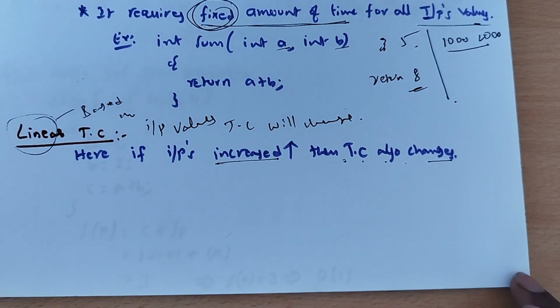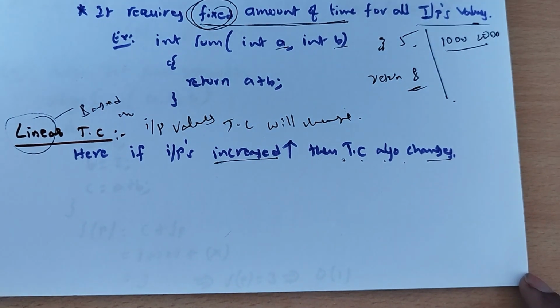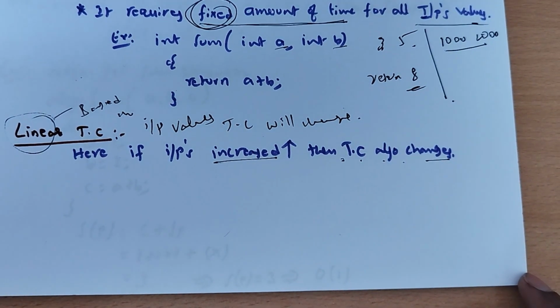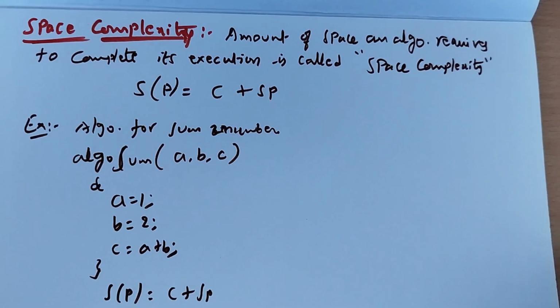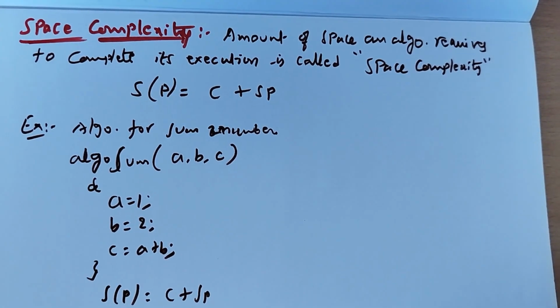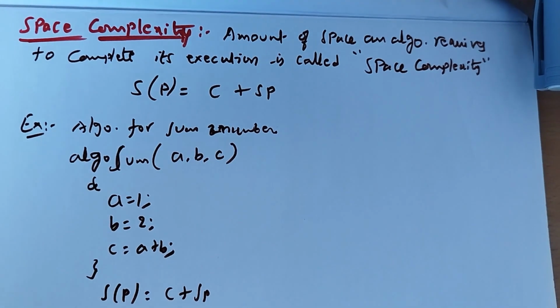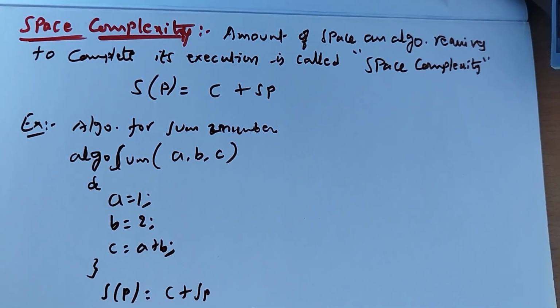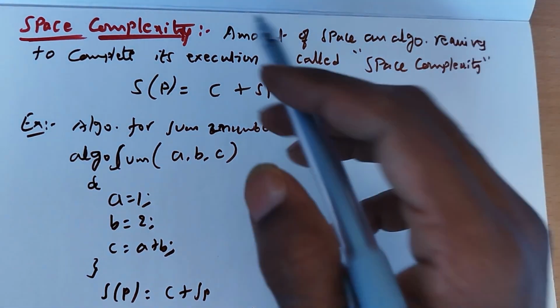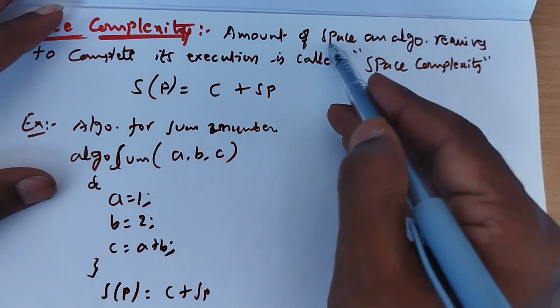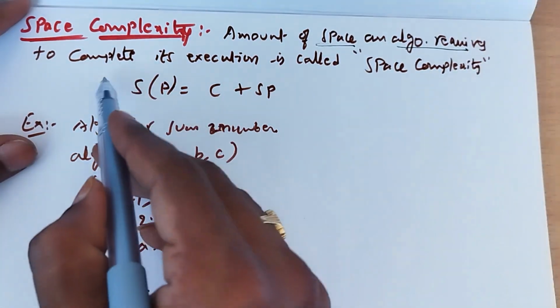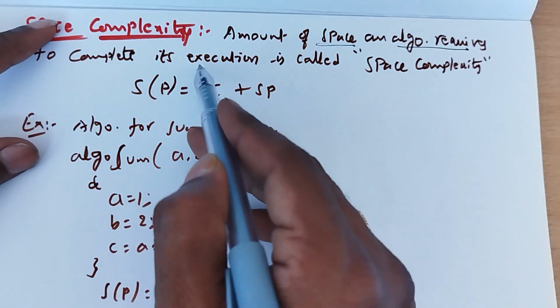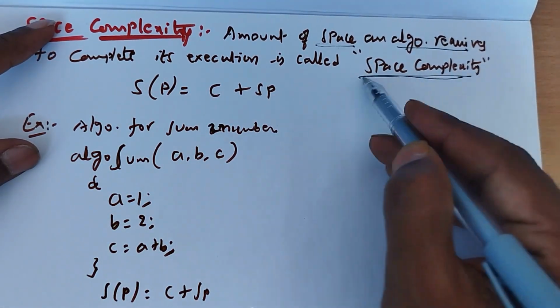Okay, this is about the time complexity. Now we will see what is space complexity. What is space complexity? Generally, to perform any algorithm execution or program execution, we require memory. What is the purpose of the memory? To store the variable data, we require the memory. Here, the amount of space an algorithm requires to complete execution is called space complexity.